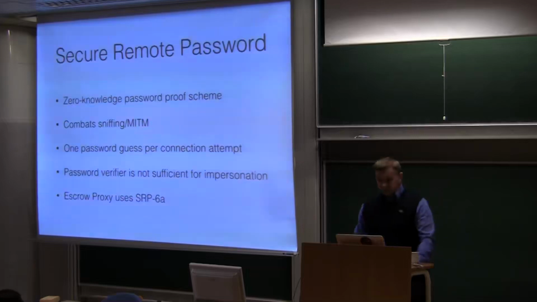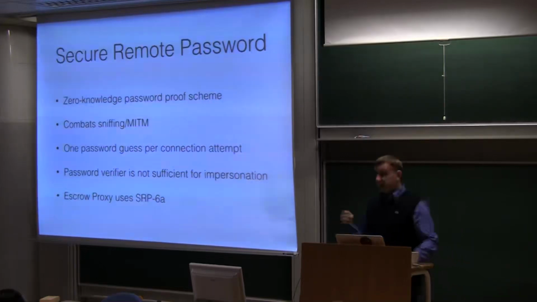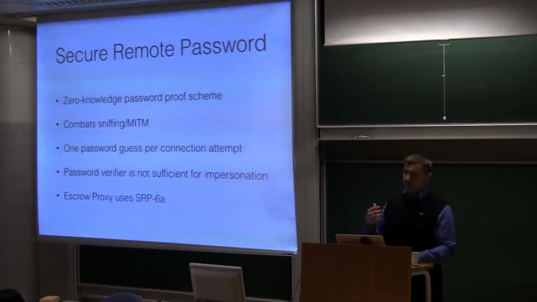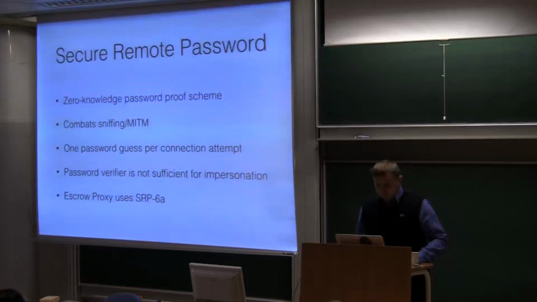When implemented correctly, SRP will only allow an attacker one password guess per connection. So the attacker connects to the server and tries to guess one password. If the password is not correct, the server will drop the connection, so the attacker has to reconnect. This enables relatively easy throttling of the password attempts.